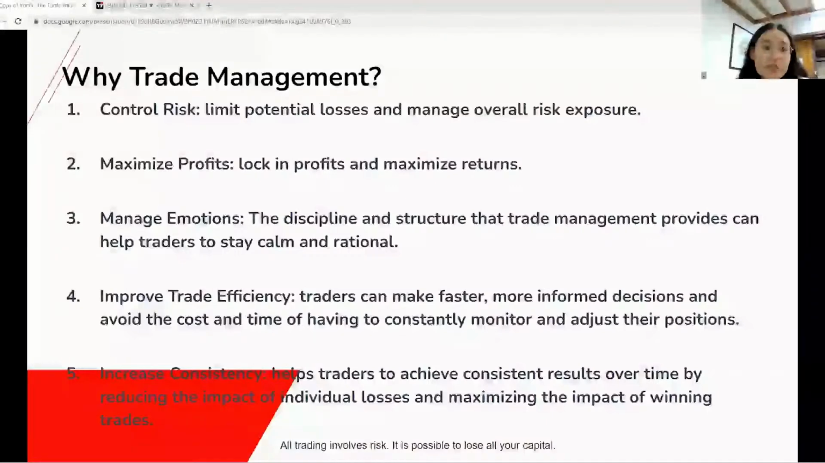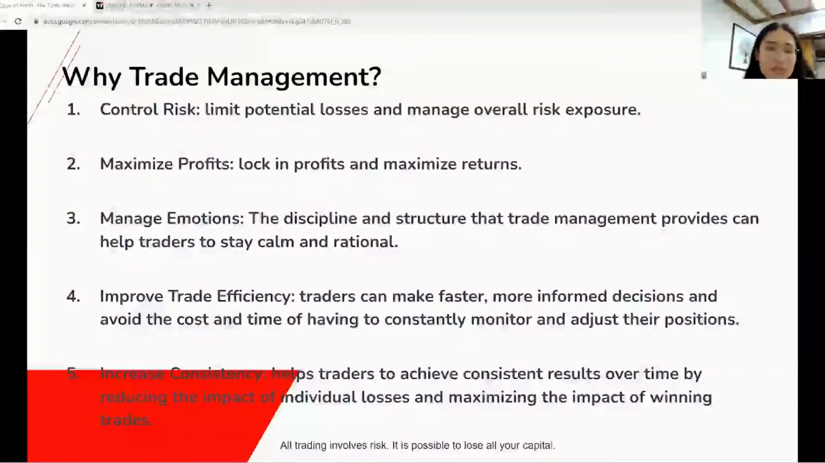And lastly is to increase consistency. Effective trade management, rather, can help traders to achieve consistent results over time by reducing the impact of individual losses and maximizing the impact of winning trades.